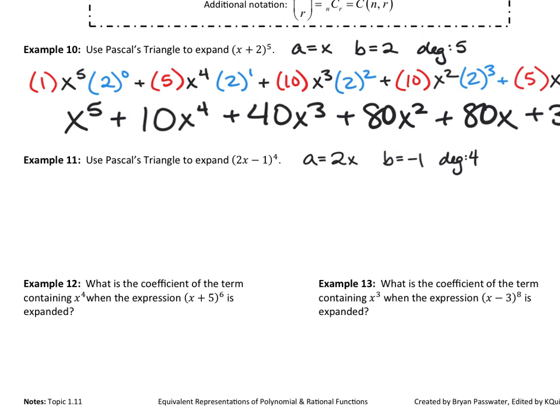We begin with Pascal's triangle number 1. The x term, or the a term, which this time is 2x, raised to the largest power, largest degree, 4. Notice I did put it in parentheses on purpose. You'll see why in a little bit. This is -1 to the smallest power.